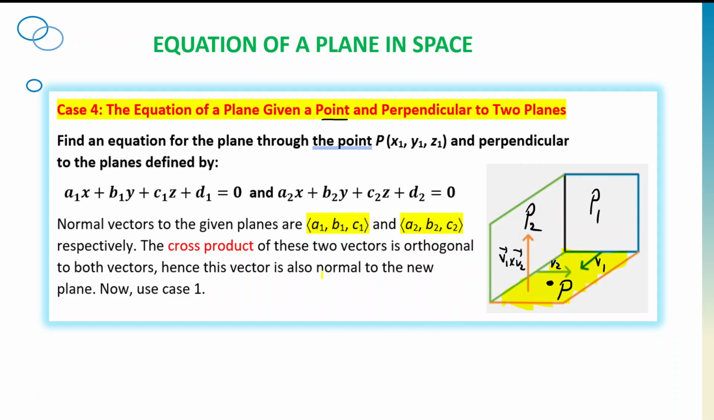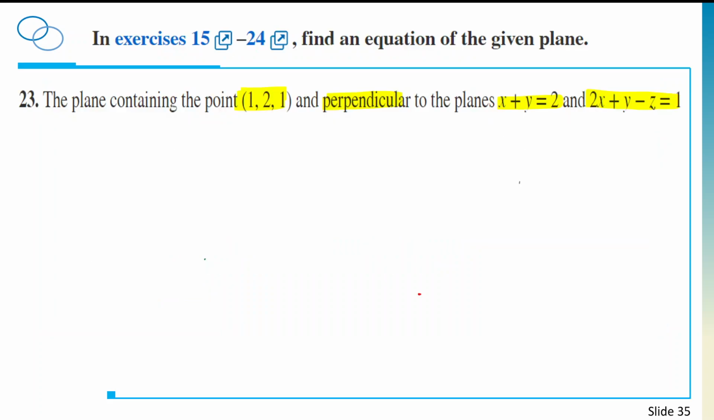Okay, so now the plan is to do what? From the two given planes, we'll take their normal vectors and then I'll use their cross product to be normal on the floor, the base plane, the one highlighted. And now I have one point and I have a normal vector. I'll use again case number 1. So you see, every time we see the word perpendicular, we use the idea of cross product.